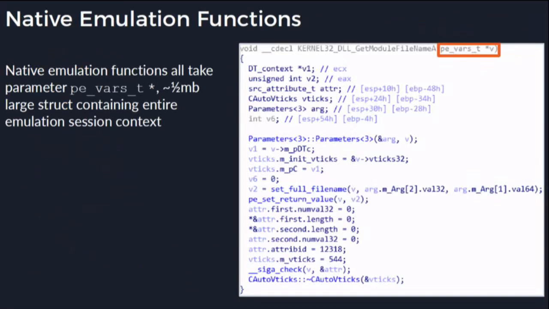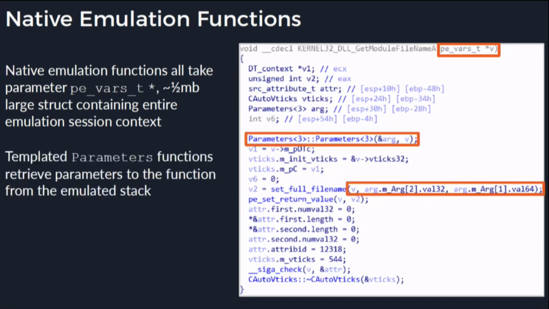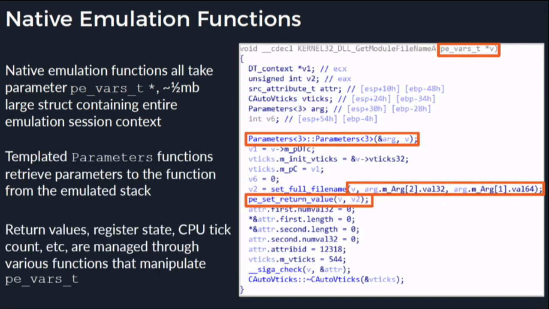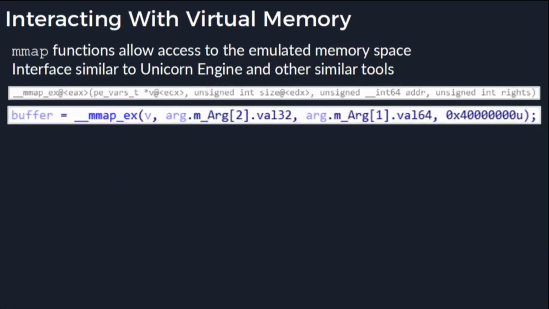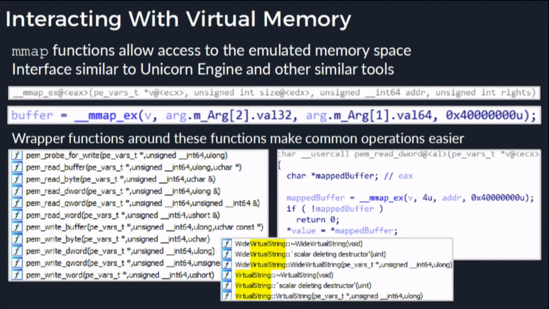So all these native emulation functions take a PEVARS, a very large, half-megabyte structure containing everything about a given emulation context. And then we have templated parameter functions that are used to retrieve parameters to the function from the emulated stack. And then programmatic APIs for manipulating return values, register state, the CPU tick count, or time. All that sort of stuff can be programmatically managed through manipulations of the PEVARS structure. Virtual memory can be interacted with through an API similar to that found in many emulation engines, such as Unicorn Engine, where we can memory map virtual memory into our real memory space and manipulate it there. And there are wrapper functions for common operations like reading a single byte, writing a single DWORD, reading or writing wide strings or regular char stars. These all have utility functions wrapped around them to make them easier for developers.